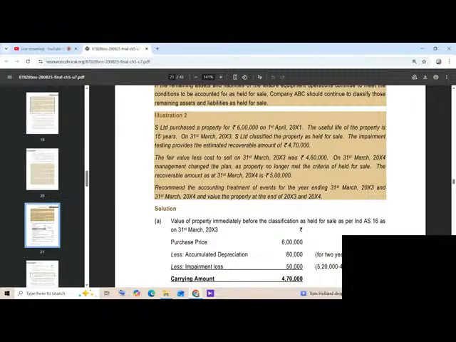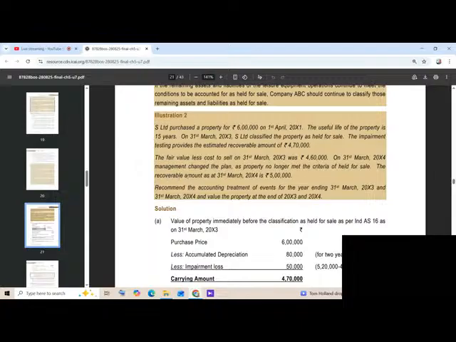Illustration 2. S Limited purchased a property for 6 lakh on 1st April X1. Useful life of the property is 15 years. On 31st March X3, S Limited classifies the property as held for sale. Impairment testing provides the estimated recoverable amount of 4.7 lakhs. Fair value less cost of sale was 4.6.